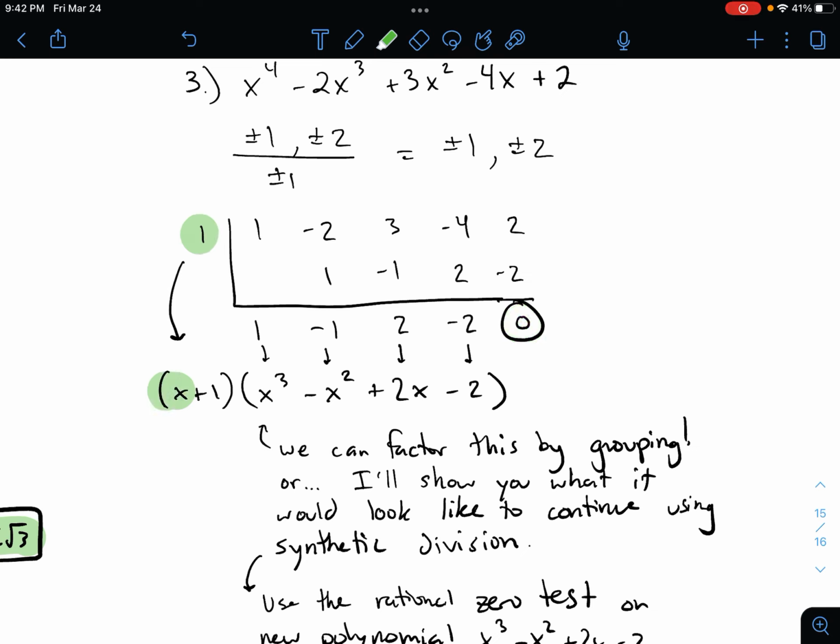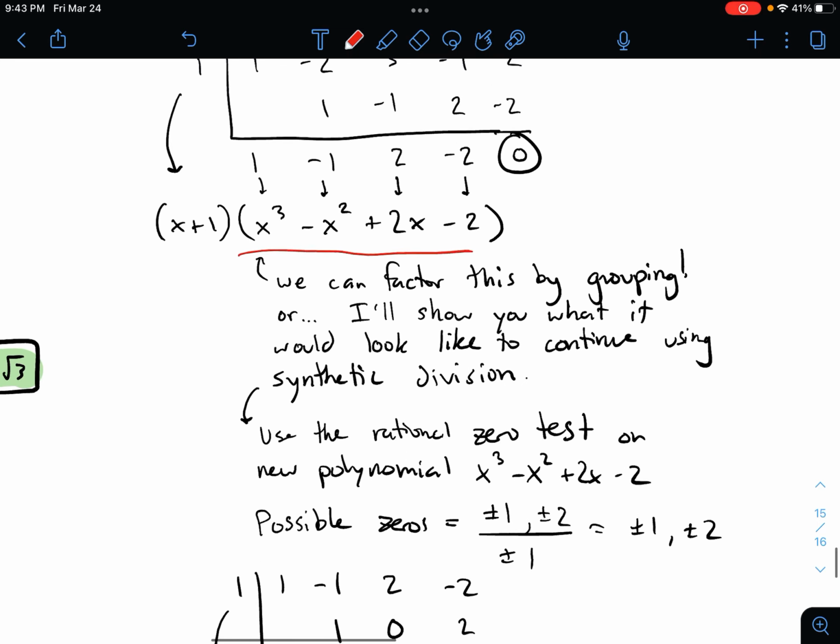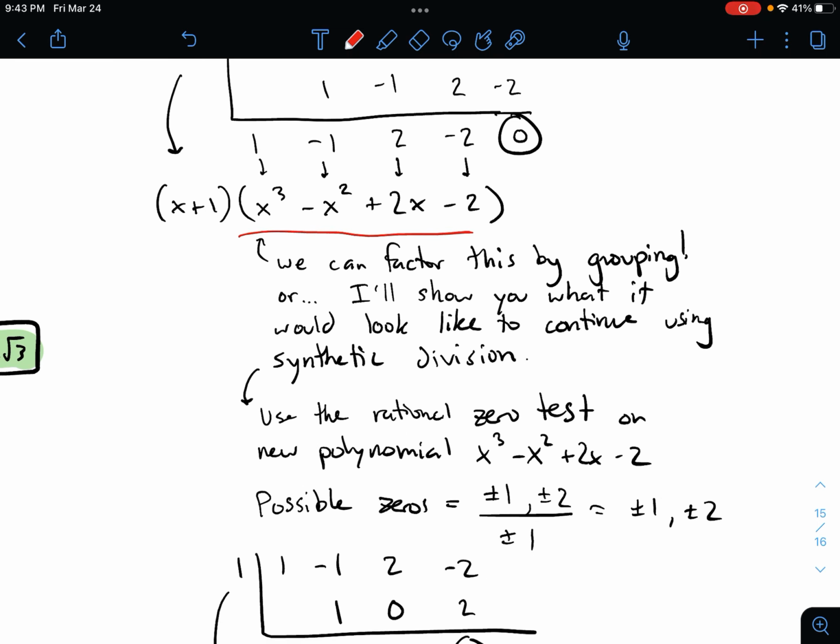What that means is that because 1 was a 0, x plus 1 is going to be a factor. And then you can just, again, take the 1 as the coefficient of your x cubed, -1 as the coefficient of your x squared, 2 as the coefficient of your x, and -2 as the coefficient of your constant term. All right, so that's how that works. From here, you could actually factor this by grouping, right? We could take out an x squared from the first pair of terms, and a 2 from the second pair of terms. So you could factor this by grouping, which would be the smart way to do this. But I want to show you that even if you forget to use these methods, you can still continue to use synthetic division to find the other answers.